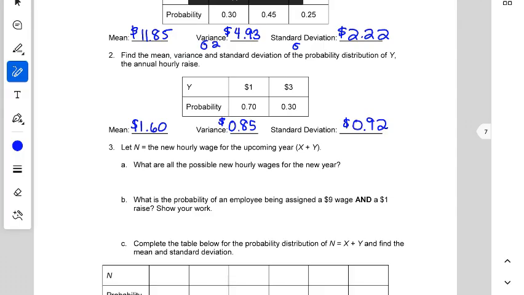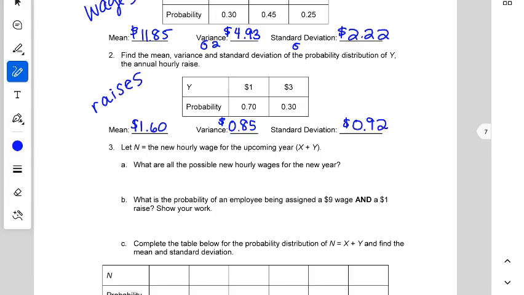All right, let N be the new hourly wage for the upcoming year. So we have wages, which is our first table. Then we have, wages. I don't know if I said wages or raises. Raises. There we go. I'm trying not to get confused here. So this was our wages. There we go. This is our raises.